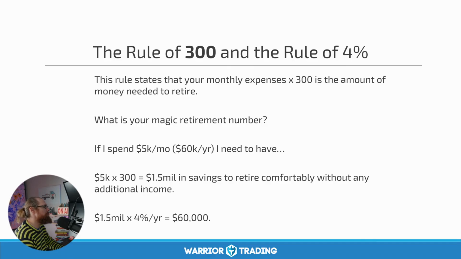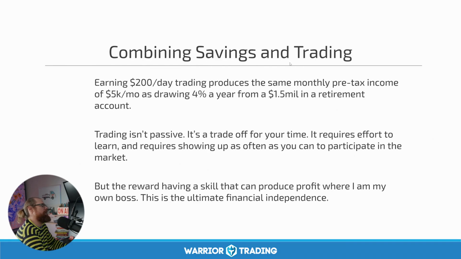Even if, God forbid, something happens to the bank or something happens to the market, all these worst case scenarios. And so I like to think about combining savings and trading. So when I think about earning $200 a day, that actually produces the same monthly pre-tax income, which is $5,000 a month, as drawing 4% a year off a $1.5 million retirement account. And that to me is an incredible feeling. That feels like when I'm making $200 a day, it's as if I have a $1.5 million account.